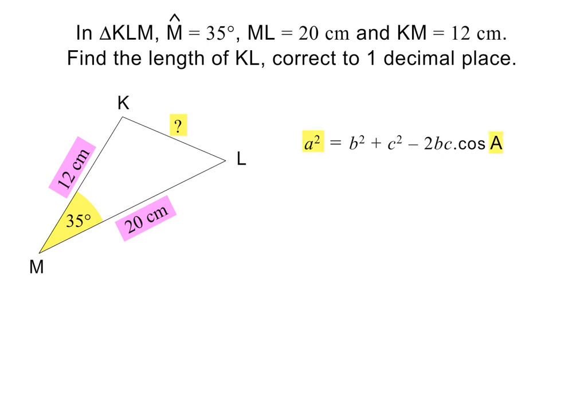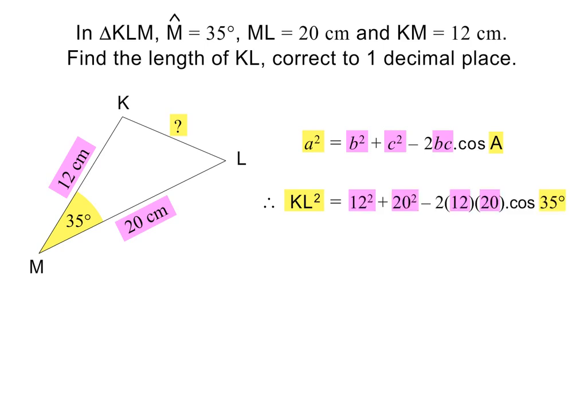Don't forget, a squared represents the side opposite the included angle, and B and C are the sides next to the included angle. In our example, little a is represented by KL. B and C are the sides with lengths 12 and 20, which are the sides that lie next to the included angle, which in this case is 35 degrees. To get the value of KL, we must remember to take the square root.